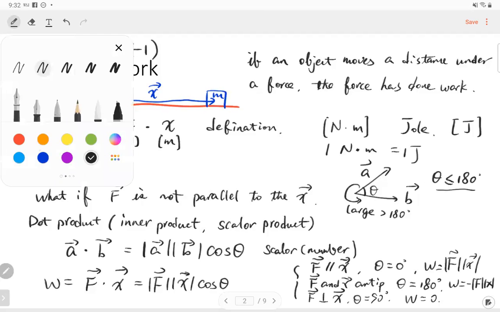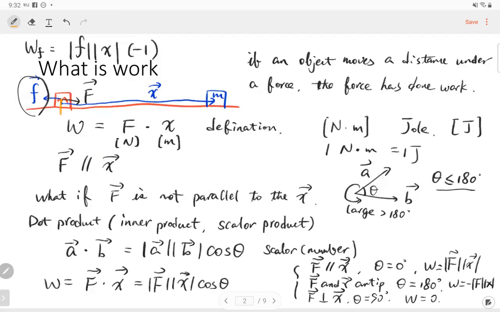So in this scenario, we have the weight going down due to gravity, mg, and the normal force on the object. Both of these forces are perpendicular to the displacement. So if I ask you to calculate the work done by the weight or by the normal force, you should get that the work done by these two forces is equal to 0.